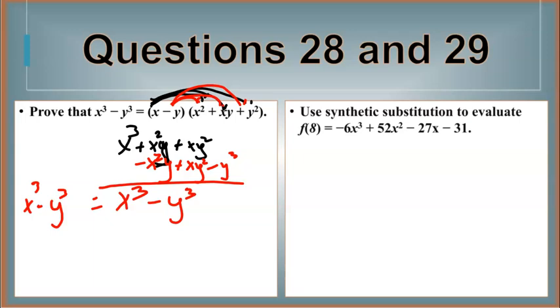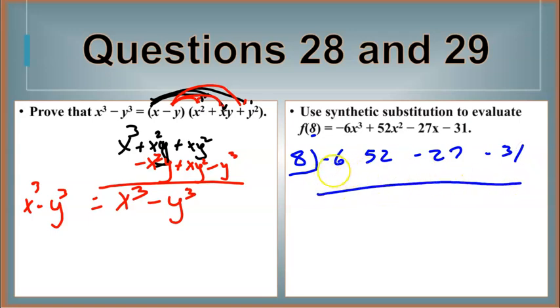Question 29, use synthetic substitution to evaluate. So with synthetic substitution, they're telling us put 8 in for x. So if I do that, they're going to say, what do I get as a result? So one way of doing that is using synthetic division. So if I put an 8 in here, I have negative 6, a positive 52, a negative 27, and a negative 31. Whatever my remainder is what my solution would be.